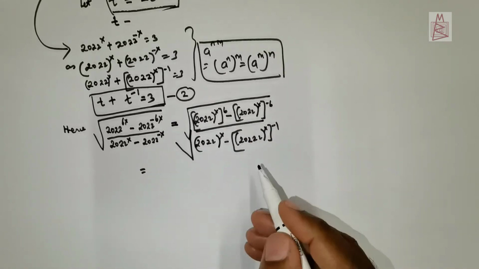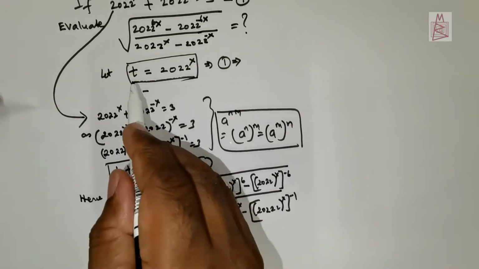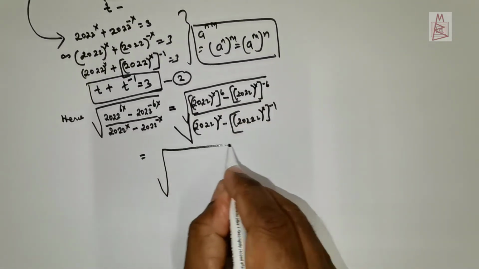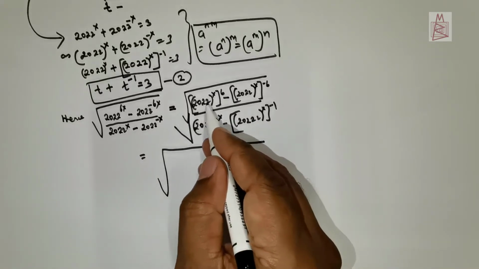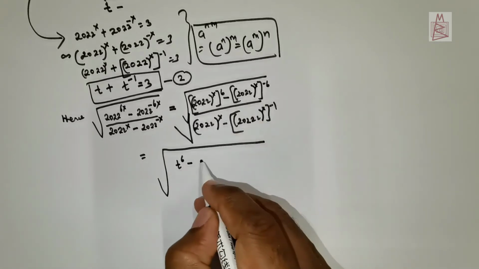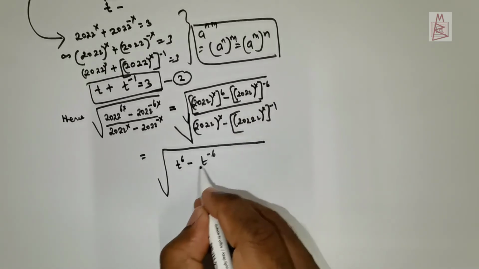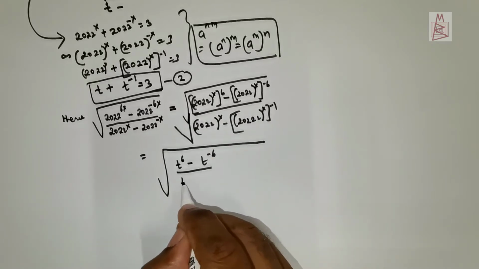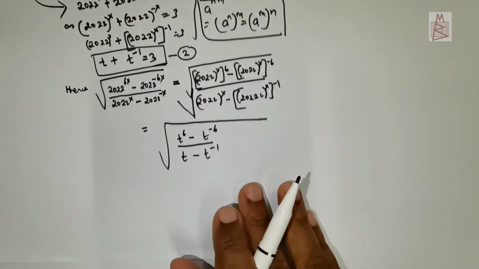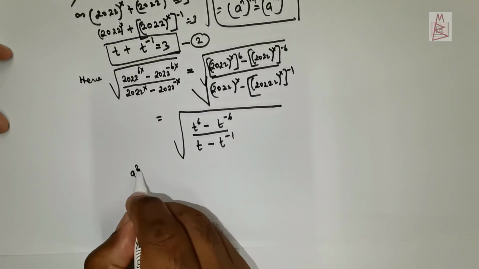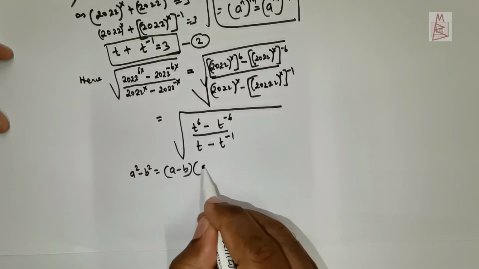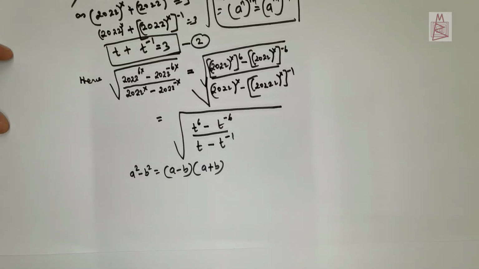Now this is further rewritten. Because of the assumption, let t be equal to 2022 raised to the power x, I can rewrite this as root of, in place of 2022 raised to the power x, I'm going to substitute t. So t raised to the power 6 negative t raised to the power negative 6, divided by t negative t raised to the power negative 1. So this is what I've got. Now I'm going to use an important algebraic formula: a squared negative b squared can be rewritten as a negative b multiplied with a positive b. This is purely possible.